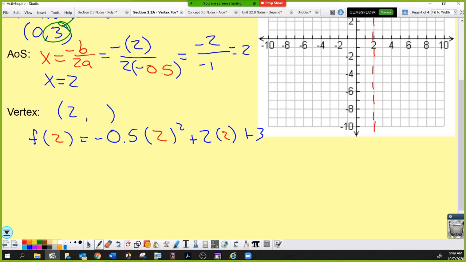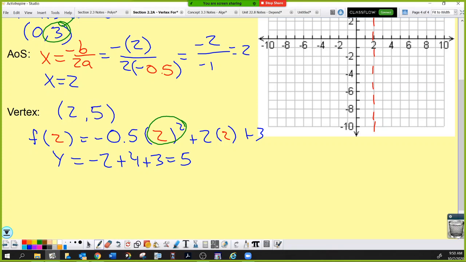F of 2 literally means, what is y when x is 2? So right now we're just trying to track down a y value. Order of operations says exponents after parentheses. There's nothing to do in the parentheses, so the next one is exponents. You have to do the 2 squared before you deal with the negative 1 half on the front. 2 squared is 4. Half of 4 is 2, but it's negative. 2 times 2 is 4, and you get this. Negative 2 plus 4 plus 3 is 5. That means our vertex is at 2 comma 5.